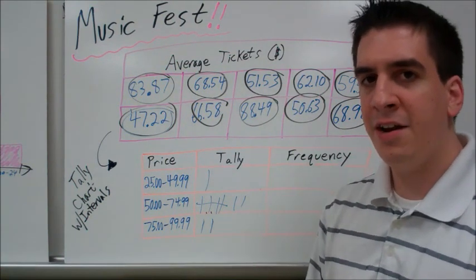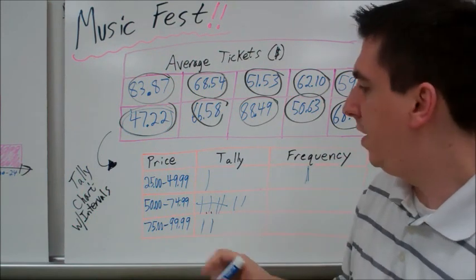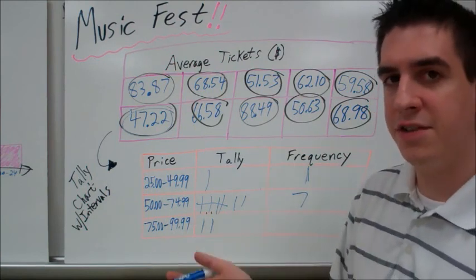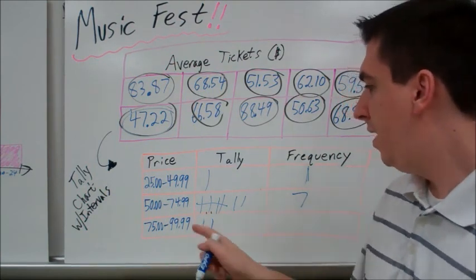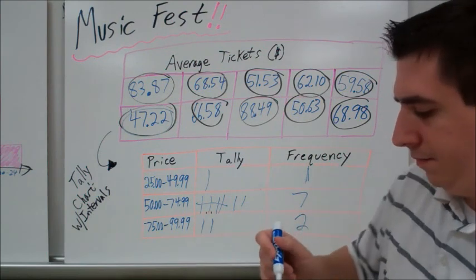Then we're just going to add our tallies to get our frequency. We have 1 tally here, so that's a frequency of 1. And then we have 7 tallies here, so that occurs 7 times. It's a frequency of 7. And in our last interval, we have a frequency of 2.